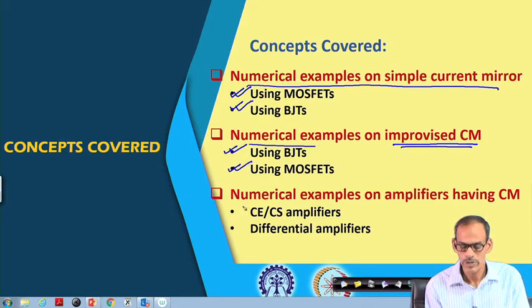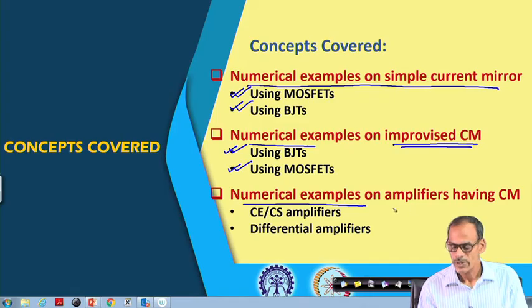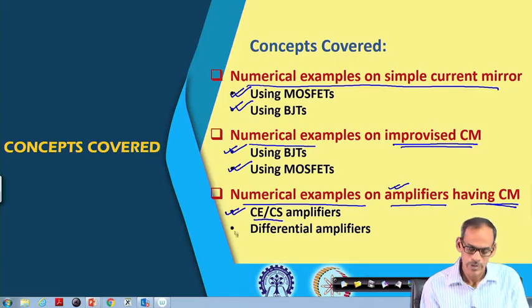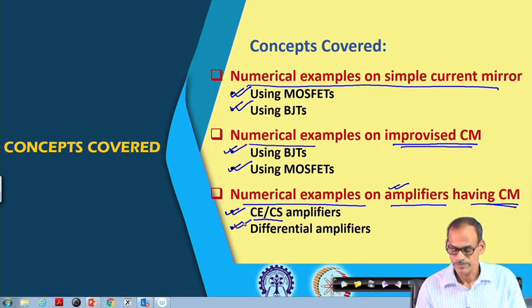Subsequently, we will talk about numerical examples on amplifiers which are using current mirror. Our main focus is on the current mirror, so we may not go into the aspects of the amplifiers, but primarily what advantages we can get using current mirror and what corresponding calculation we do. That will be highlighted by considering two specific types of examples: one is single ended amplifier, namely common emitter and common source amplifier, and then differential amplifier.